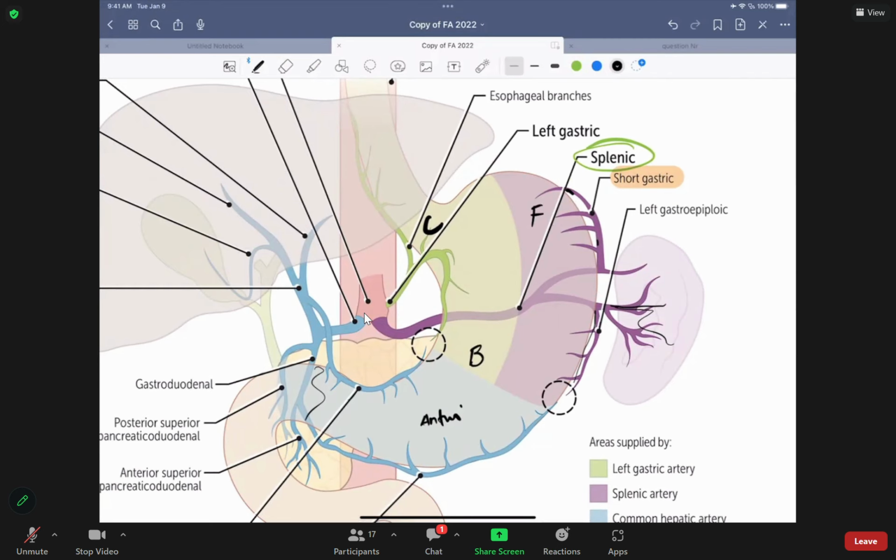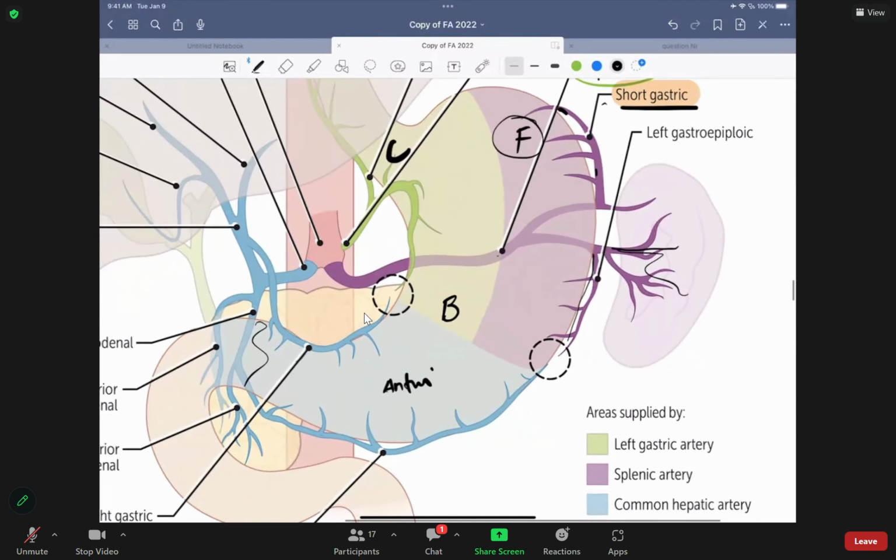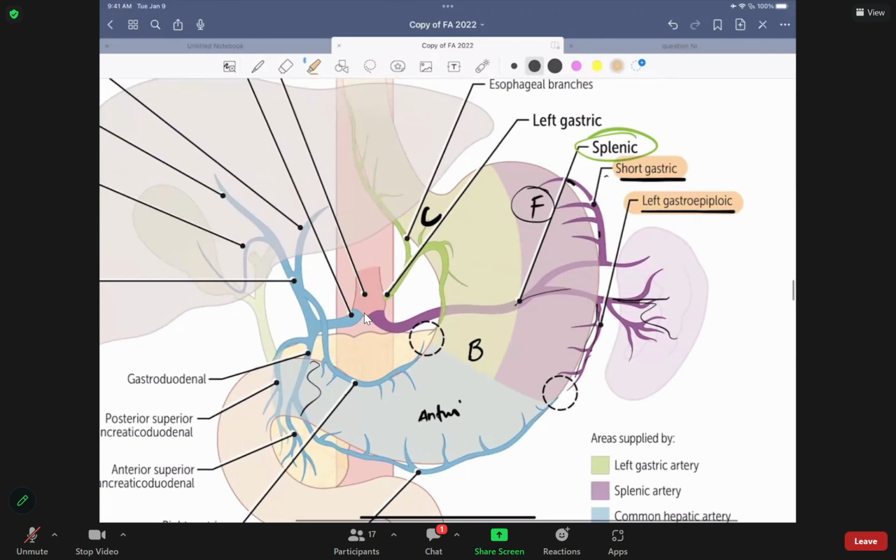What's the function of short gastric artery? They supply the fundus. Is that clear, folks? Short gastric artery supplies the fundus part of the stomach. Short gastric is a branch of splenic artery. Is everybody clear, folks? All right. Now, you could also see splenic artery has another branch, left gastroepiploic. Highlight that. Left gastroepiploic. So I could technically say splenic artery gives two side branches. One is a short gastric, one is left gastroepiploic. Clear, folks?